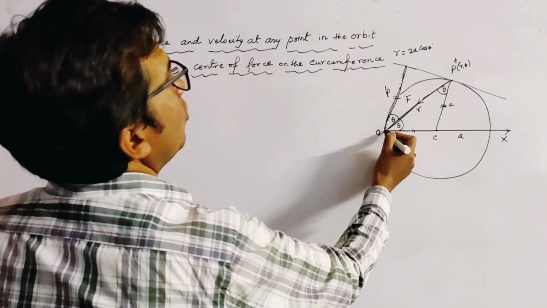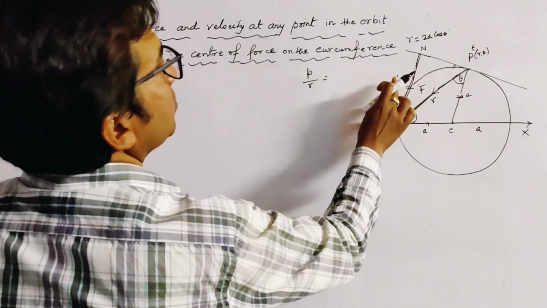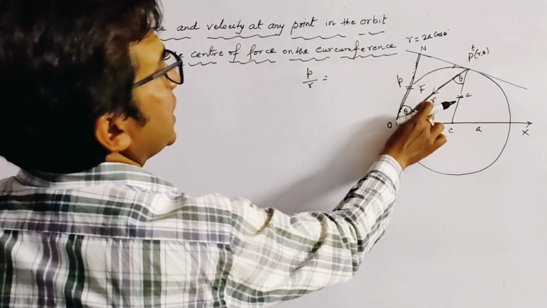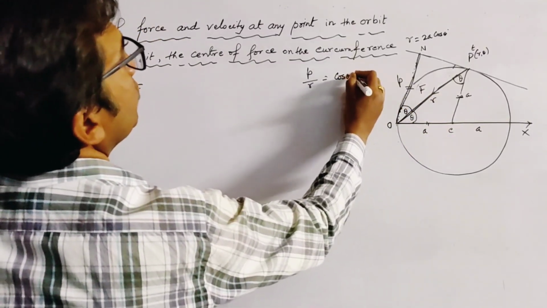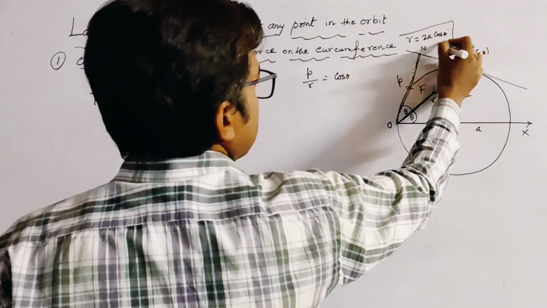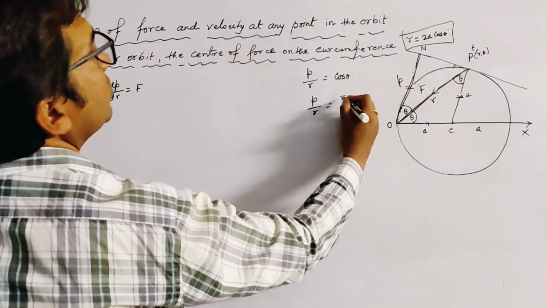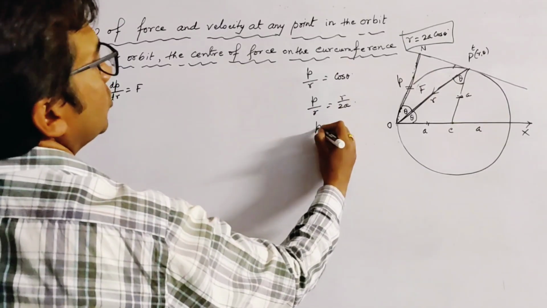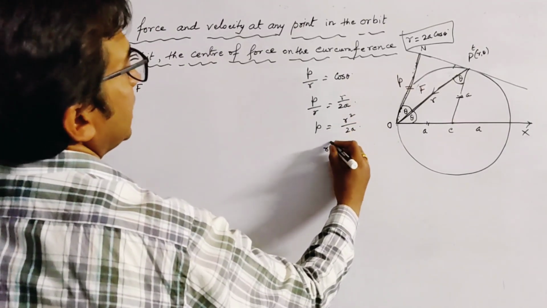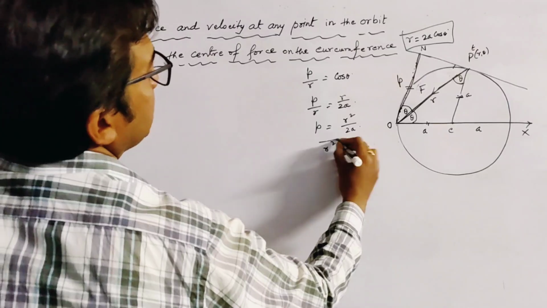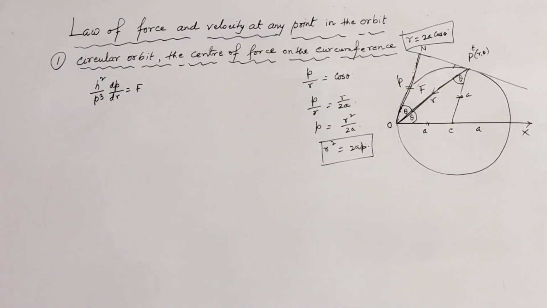Now from the triangle OPN, we get p by r. This is base and this is hypotenuse and this is the angle. So p by r is equal to cos theta, and we also get cos theta equal to r by 2a. So p by r is equal to r by 2a, right? So p is equal to r square by 2a, that is r square equal to 2a into p. This is the pedal equation of the circle at that time, right?